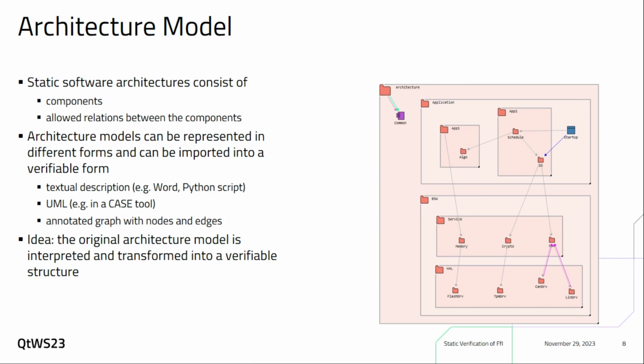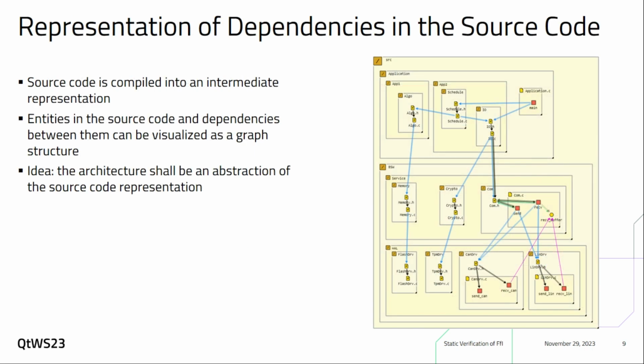And our idea is we interpret this architecture and then compare it to the source code that is actually implemented. So as the second ingredient for the architecture check, you need a representation of your source code. Basically, source code can be compiled, can be analyzed, and we can create an abstraction or an abstract view on the source code. And this is shown here on this picture.